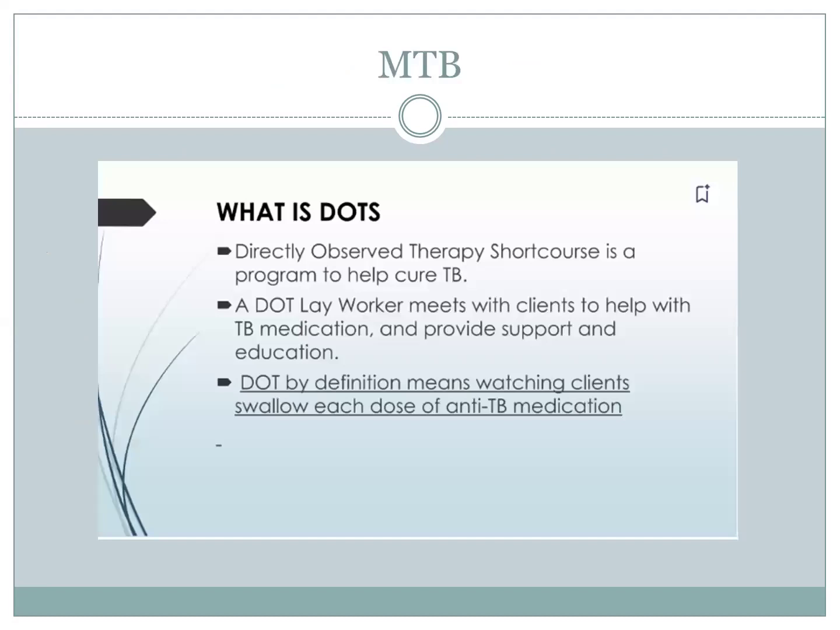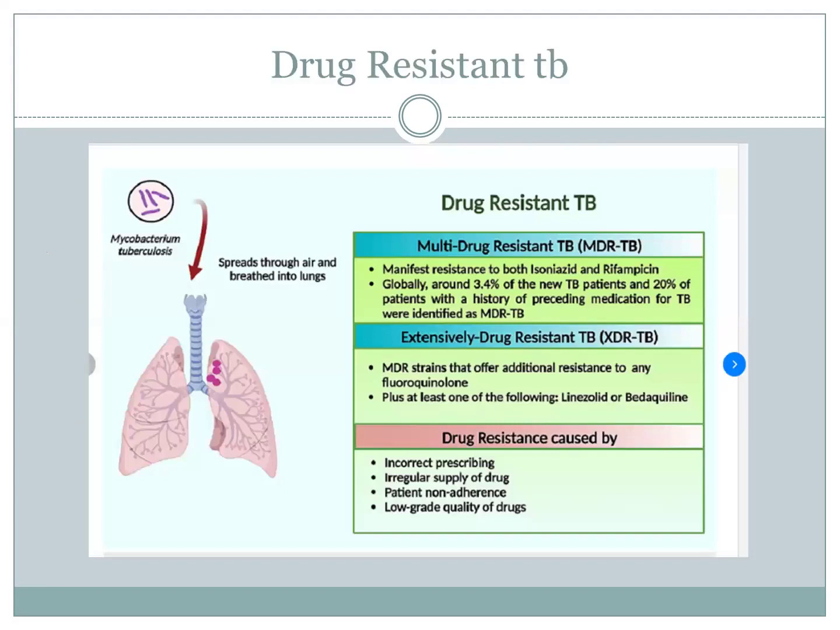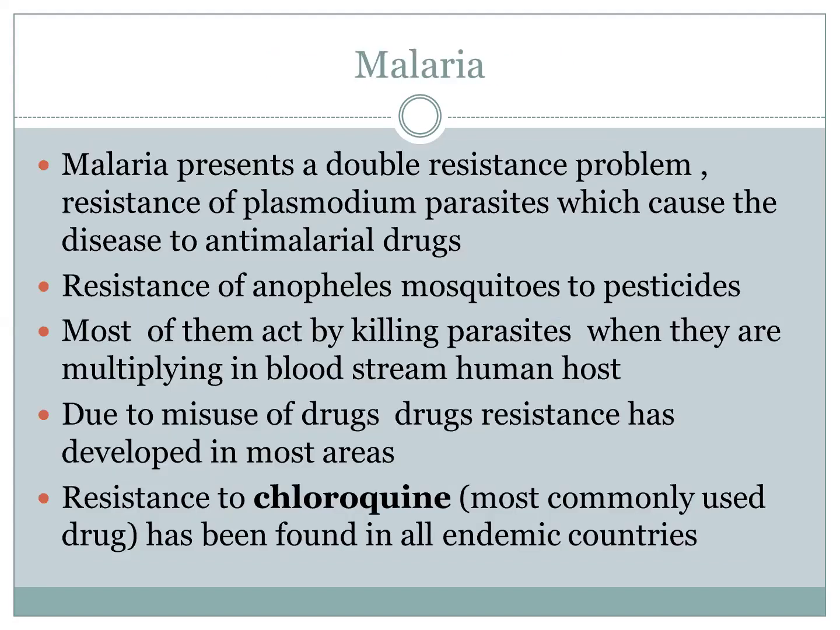So there is DOTS therapy for Mycobacterium tuberculosis treatment, which is the directly observed therapy, short course program to help cure tuberculosis. A DOT lay worker meets with the client to help with TB medication and provide support and education. It means watching clients swallow each dose of anti-tuberculosis medication. So drug-resistant TB has developed: multi-drug resistance and extensively drug resistance. It is caused by incorrect prescription, irregular supply of drugs, patient non-adherence, and low-grade quality of drugs.